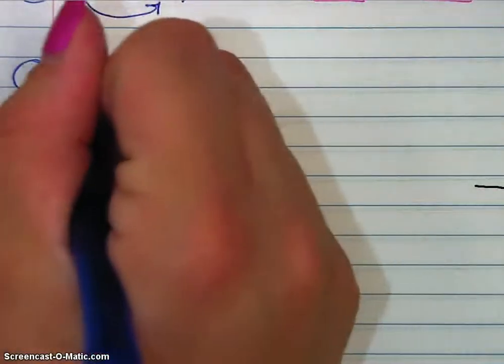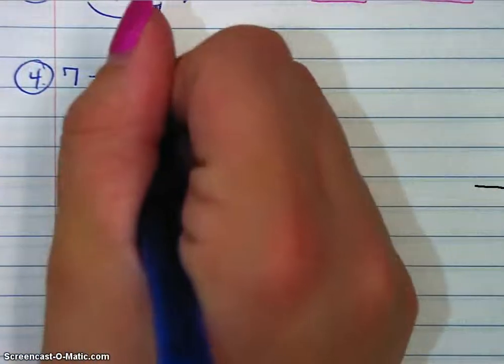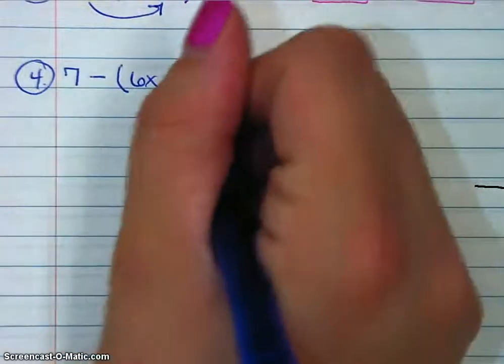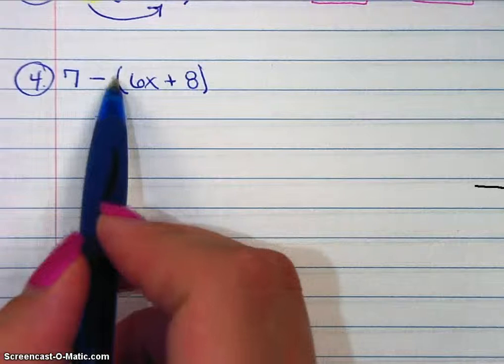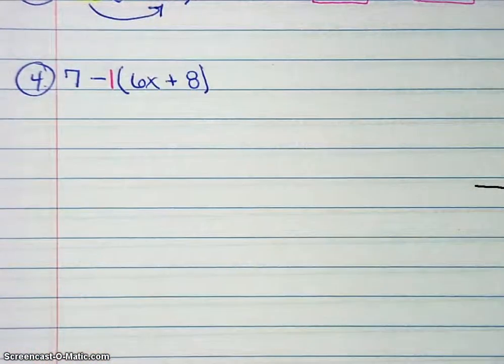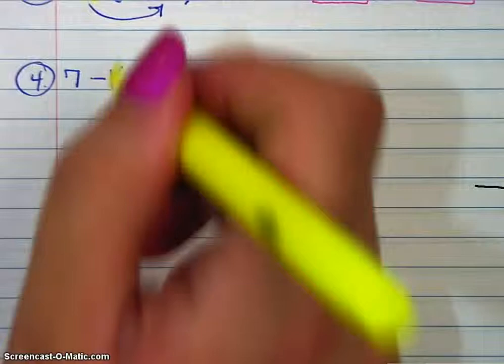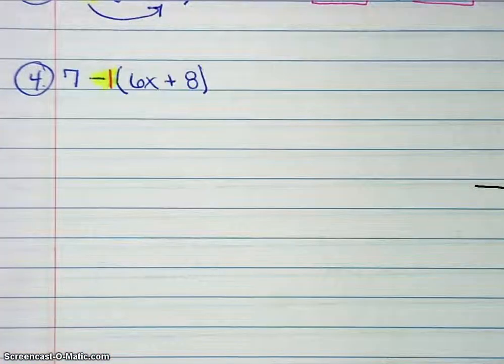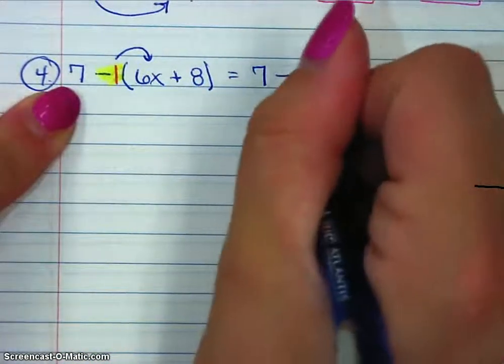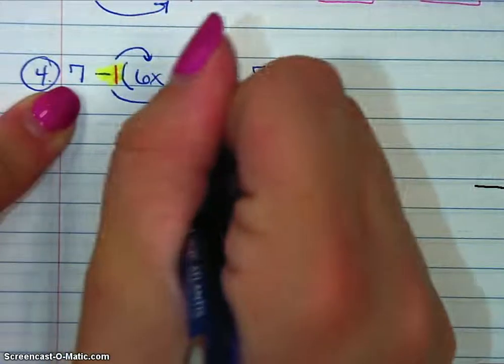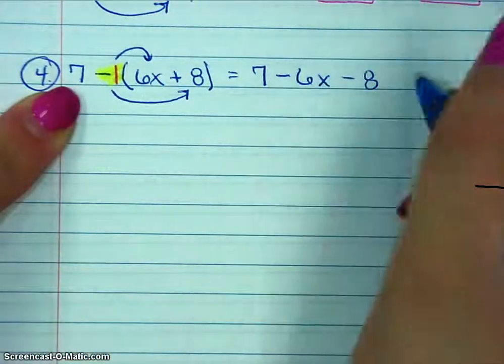On number 4, we have 7 minus 6x plus 8. So on this problem, notice this 7 is not touching the parentheses. There is an understood 1 next to that parentheses. So I'm going to actually distribute negative 1. When I do that, I'm going to leave the 7 there because it's currently there. Negative 1 times 6x is negative 6x. Negative 1 times 8 is negative 8.